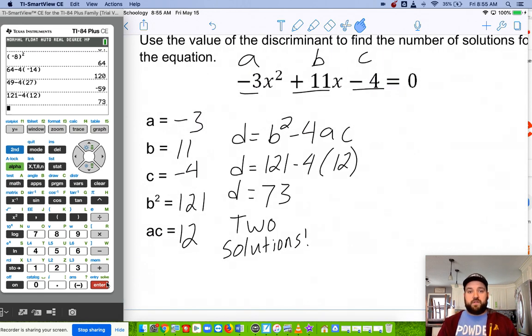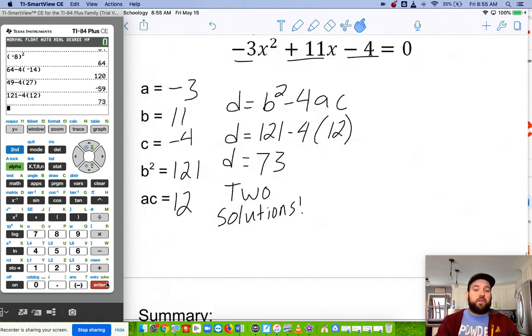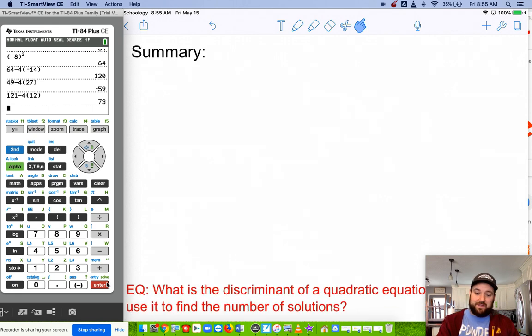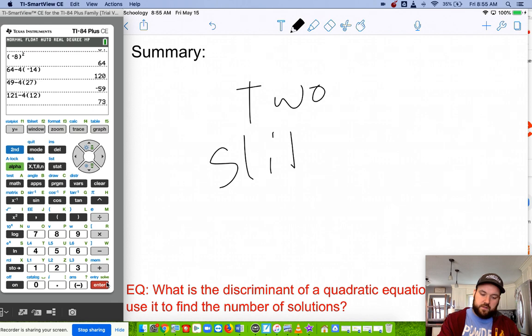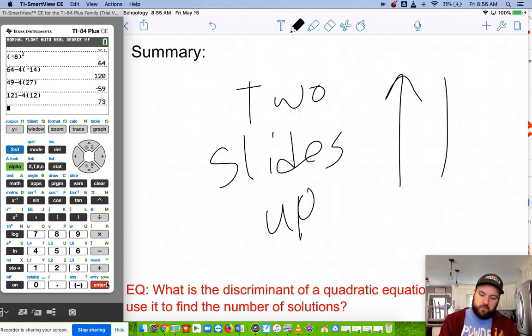Okay. So that's the discriminant. It's what it tells us about a quadratic equation. Tune in next time. And we'll figure out how to actually find the solutions in just a moment.